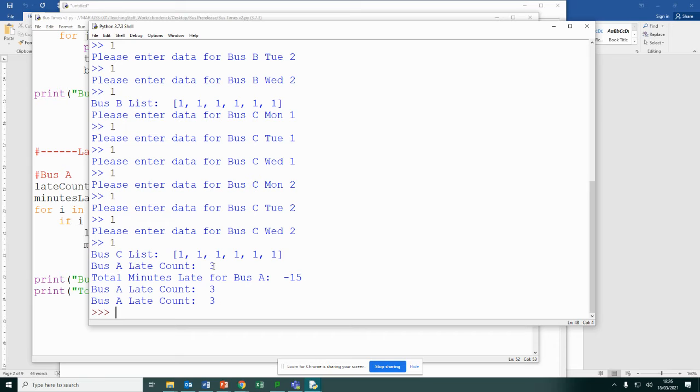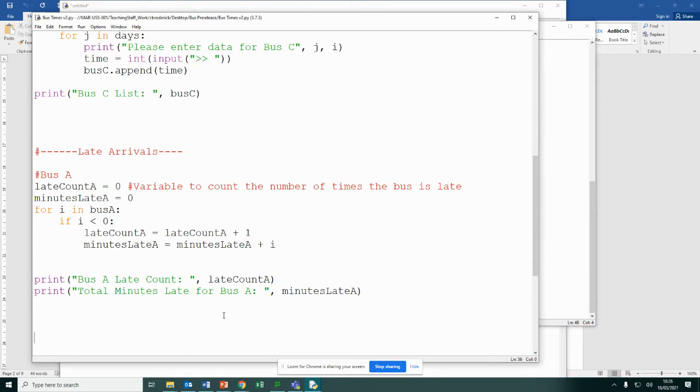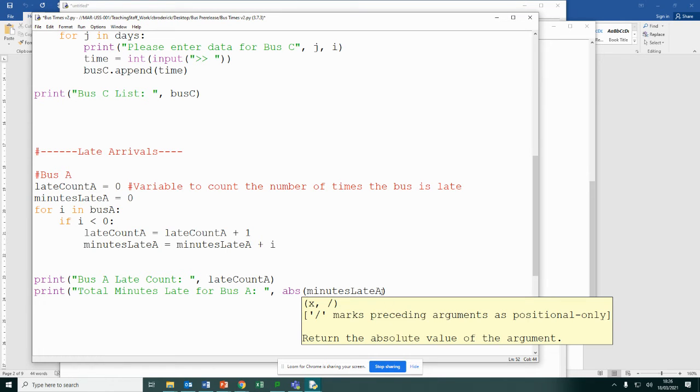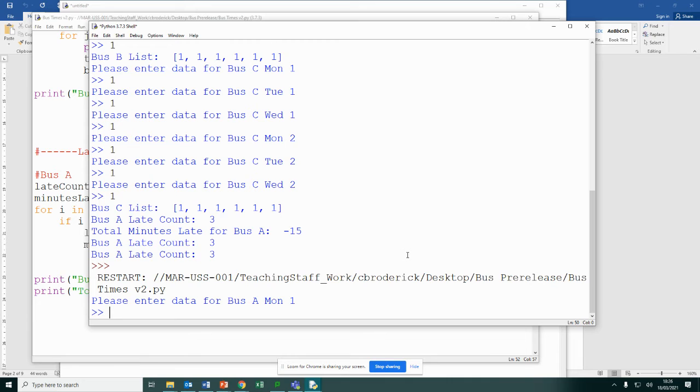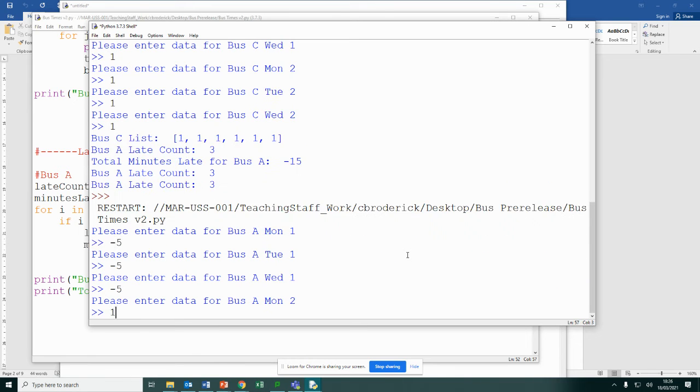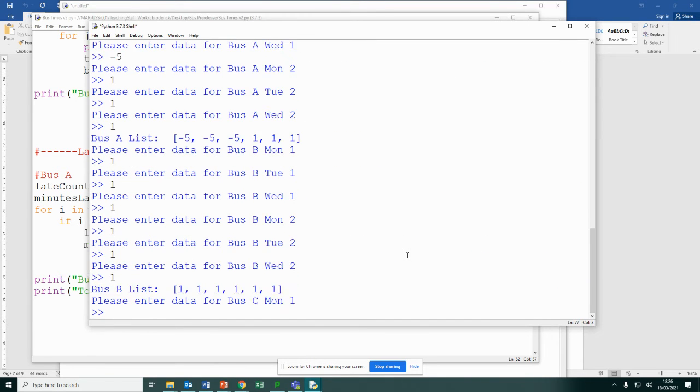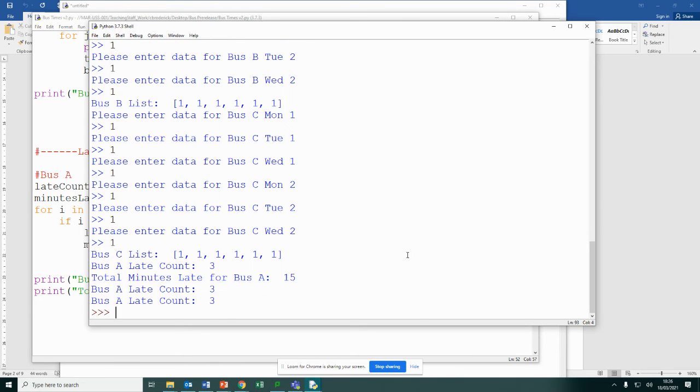So we now know how many times it was late. We know how many minutes late it was for. There is a little trick. Did you see that was minus 15? That was what that value was. If we do this, A, B, S, this is going to get us what we call the absolute. That means it will get rid of the minus. So if I F5 here, do minus 5, minus 5, minus 5, you see it's now turned into a positive 15. So we have got that.